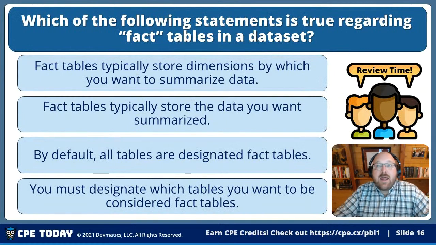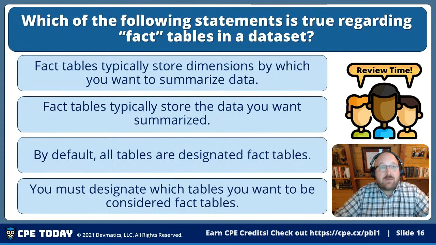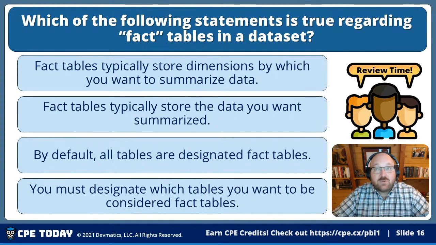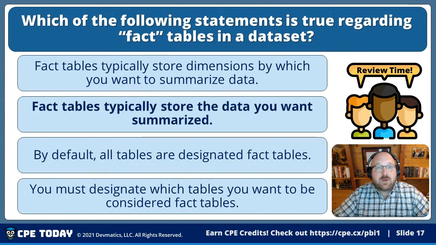All right, let's go ahead and have our next review question. Which of the following statements is true regarding fact tables inside of a data set? Fact tables typically store dimensions by which you want to summarize data. Fact tables typically store data that you want to have summarized. By default, all tables are designated fact tables. You must designate which tables you want to be considered fact tables. Ooh, that's a real humdinger. Let's see what the correct answer is.